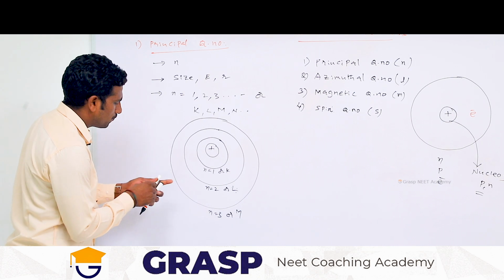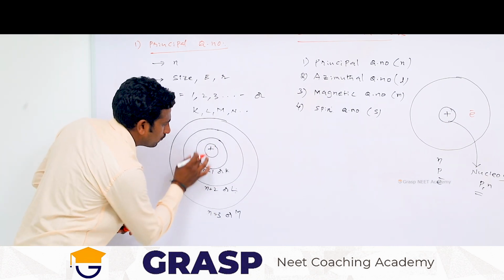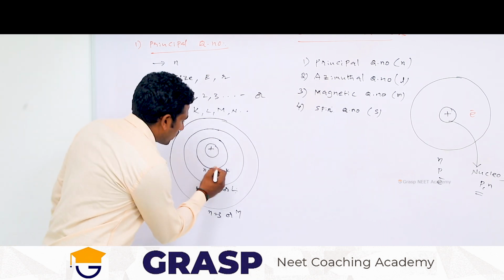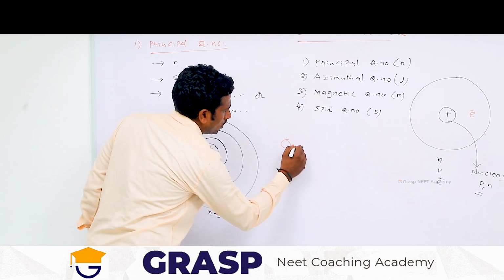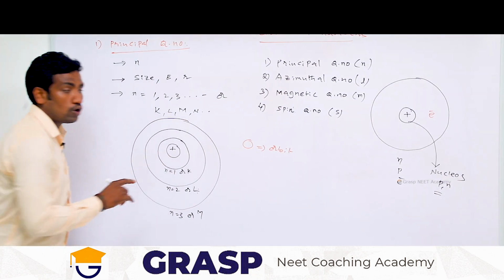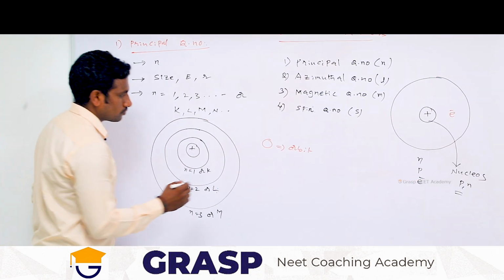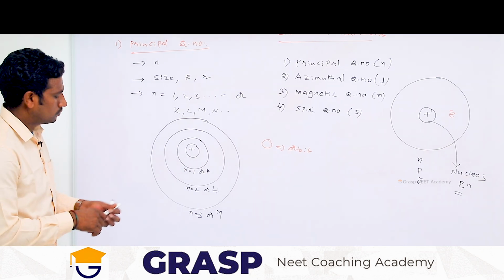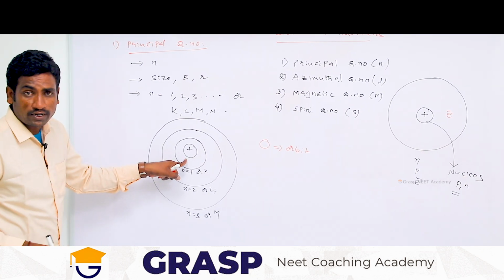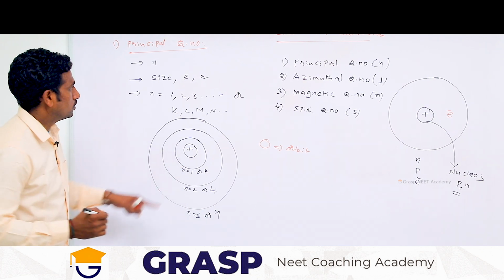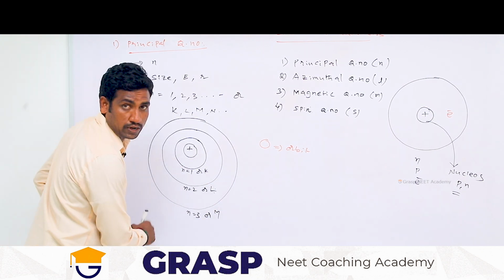For example, I want to find how many electrons are present in the first shell. Or else, these circles, what am I calling them? Orbits. In this orbit, orbitals are also present. So I want to find how many orbitals are found in the first orbit, the first main shell. You can know this by using a formula.